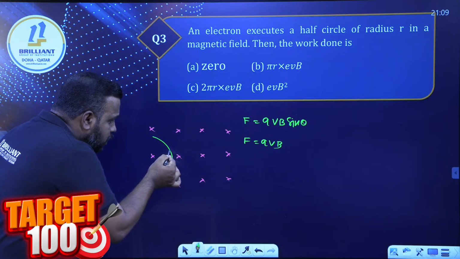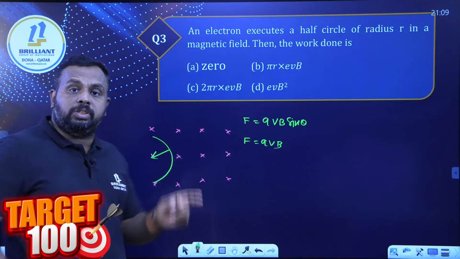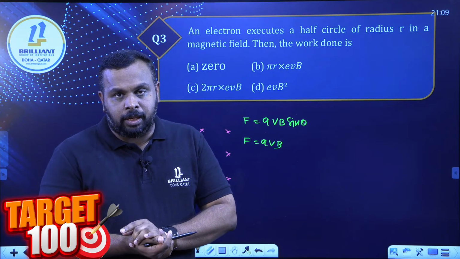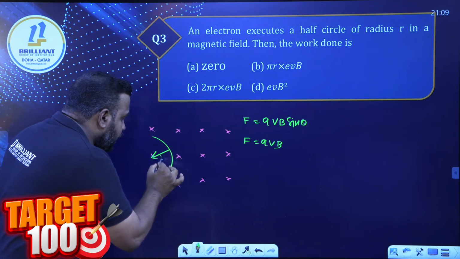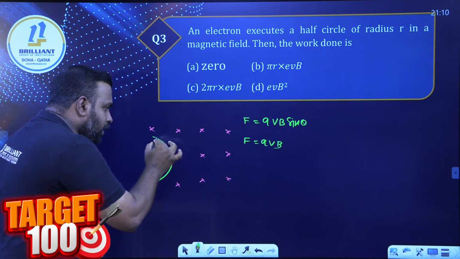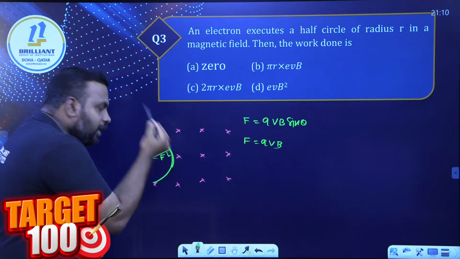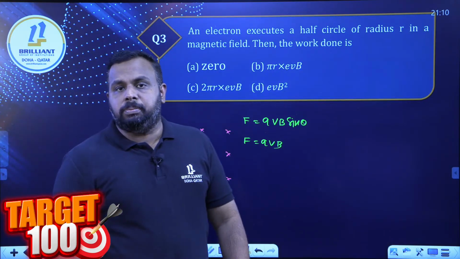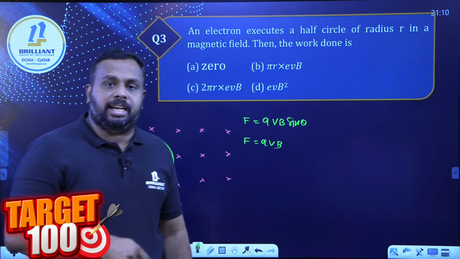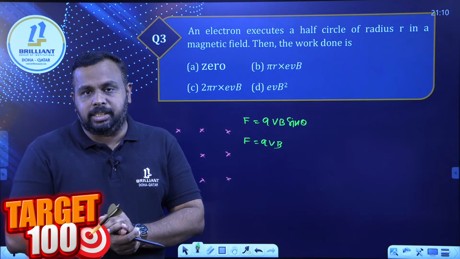And what is the direction of centripetal force? Centripetal force is always towards the center. Right? So the force direction is towards the center of the circle, and the charge is moving in the circular path, which means what is the angle between displacement of the body and the force? You can see that it is always 90 degrees.